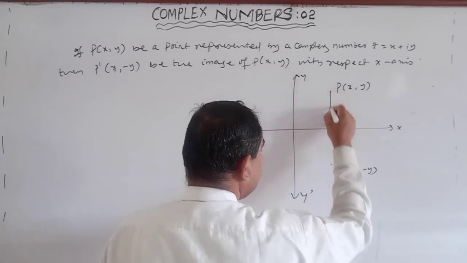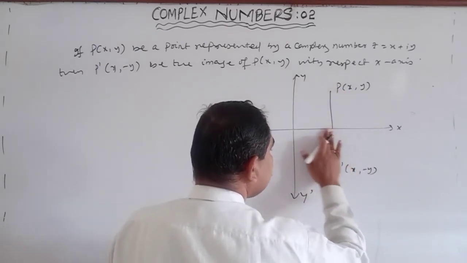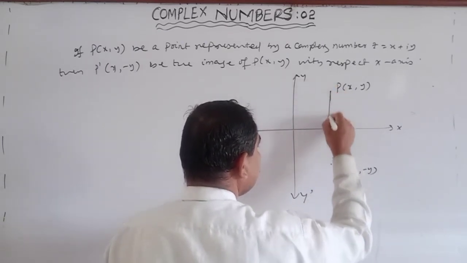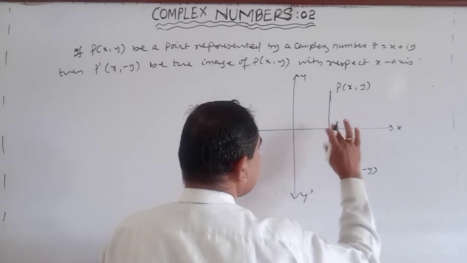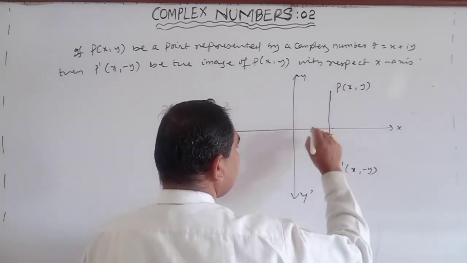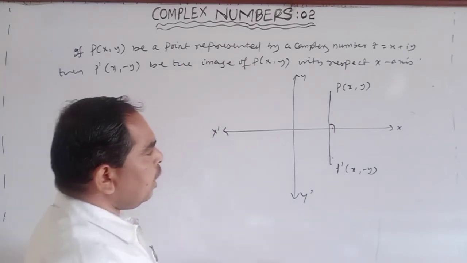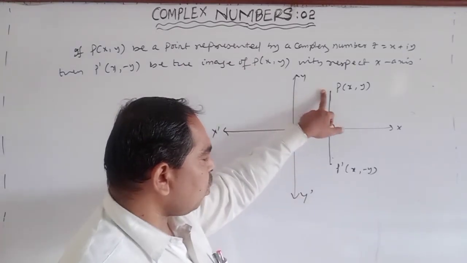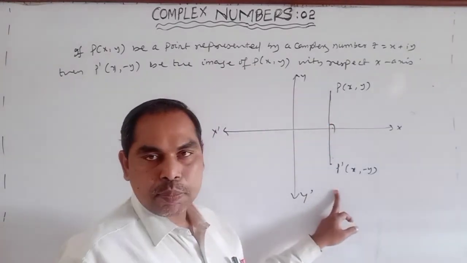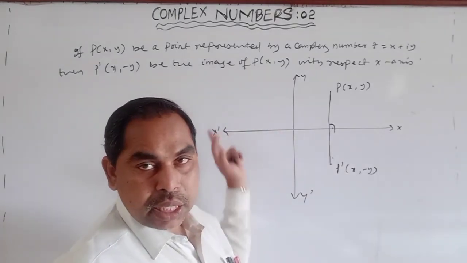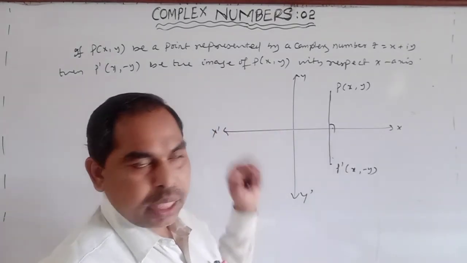So P dash is the mirror image of P. The lengths are equal, and this angle is 90 degrees. If P lies in the first quadrant, then P dash lies in the fourth quadrant. If P lies in the second quadrant, then P dash lies in the third quadrant, and vice versa.